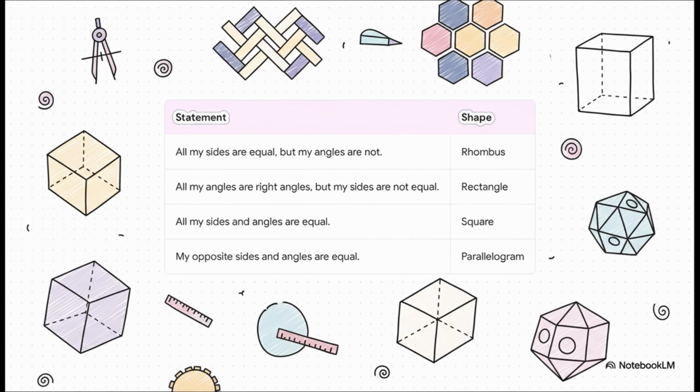Okay, so let's play a quick game. If a shape's rule is all my sides are equal, but my angles aren't, well, it's got to be a rhombus. What if the rule is all my angles are right angles, but my sides aren't all equal? That can only be a rectangle. See? Each description leads you to one and only one identity.